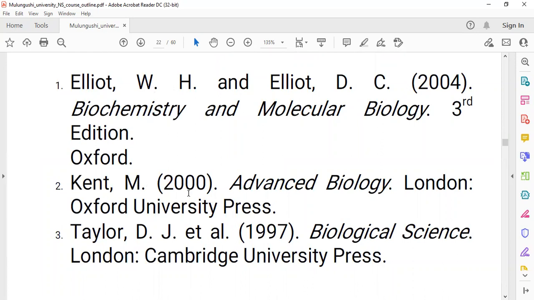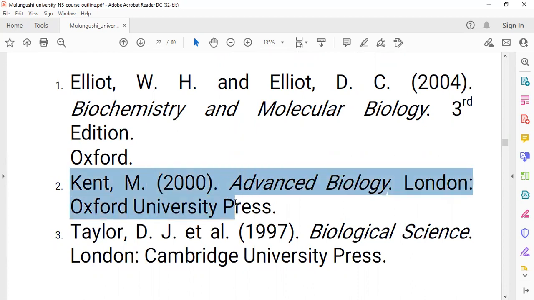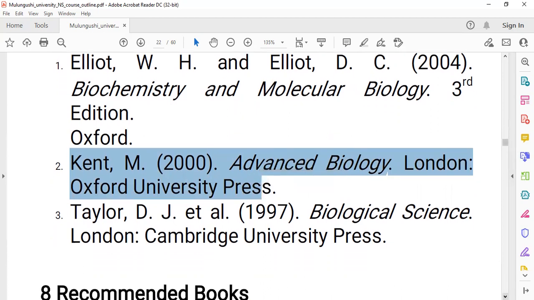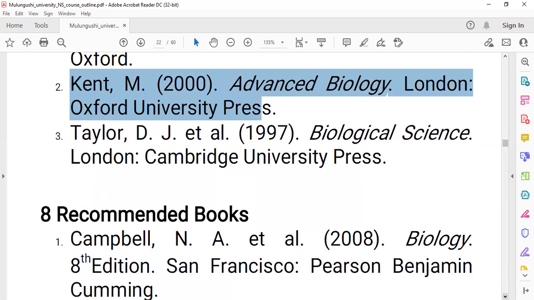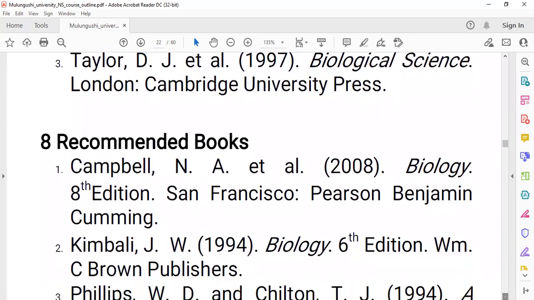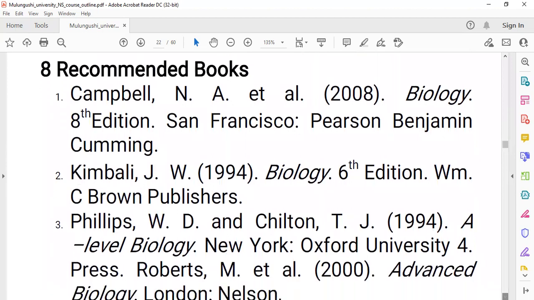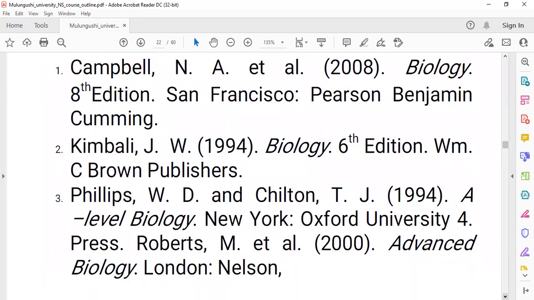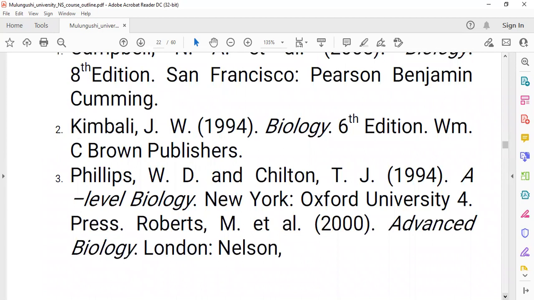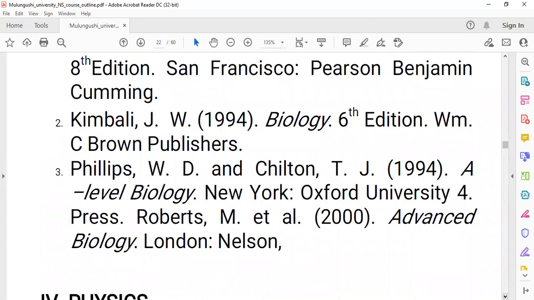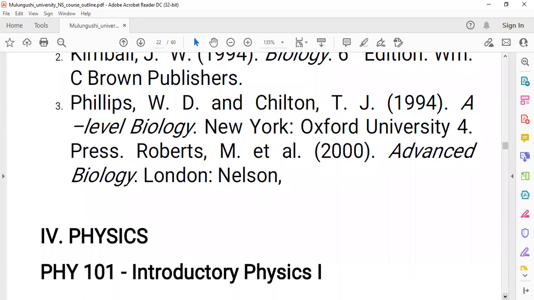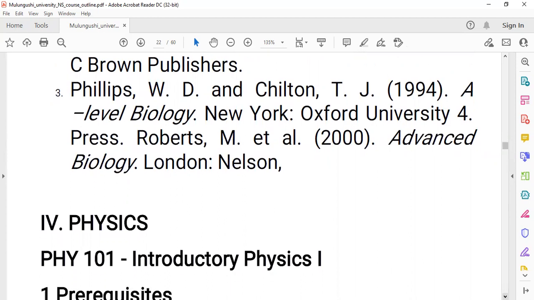We have Kent M. This is the most common book, and it's my favorite book: Advanced Biology, London University Press. We have Delegate T, Biological Sciences, Cambridge University Press. Professor recommended books: Campbell, Biology 8th edition; Kimberly JW, Biology 6th edition; Phillips WD, New York University, Oxford Press. So you can comment. You don't need to have all these books, just some of them. Make sure you go through and see which book you're comfortable with.